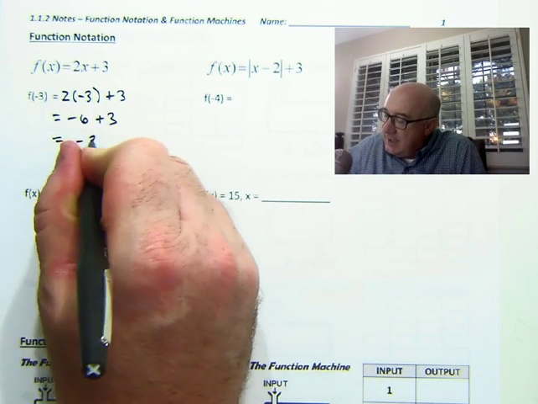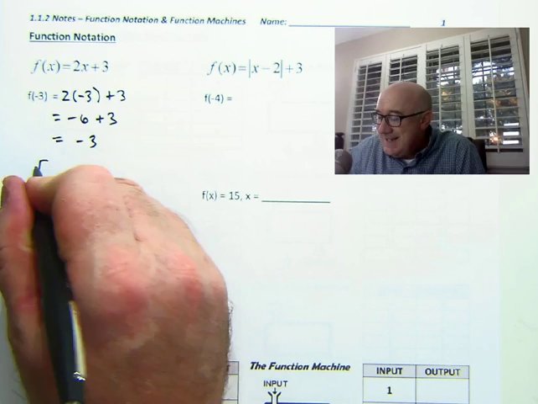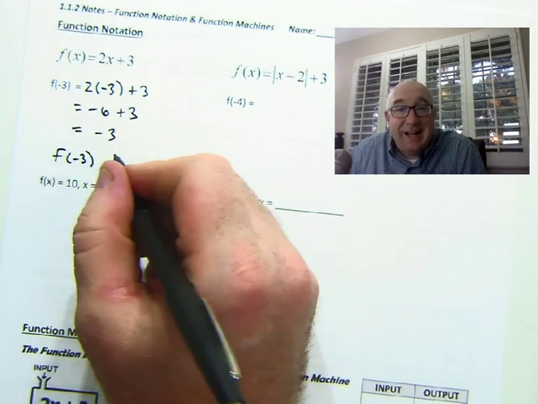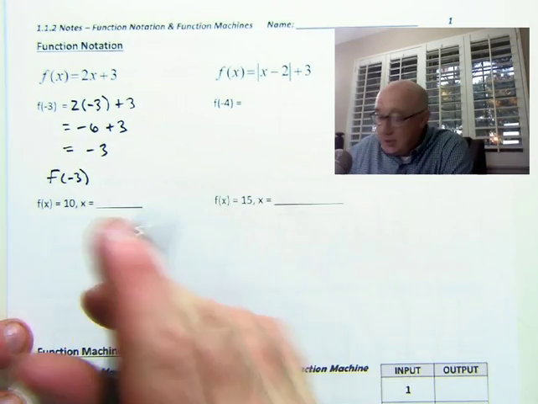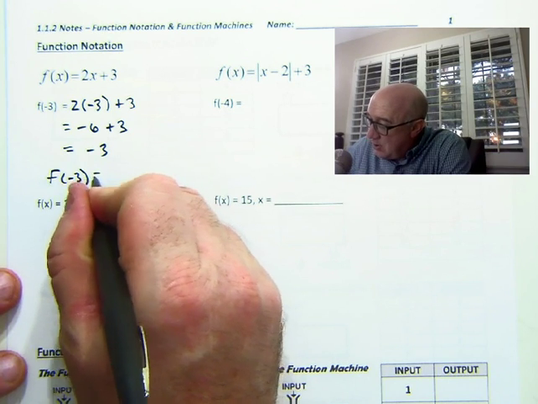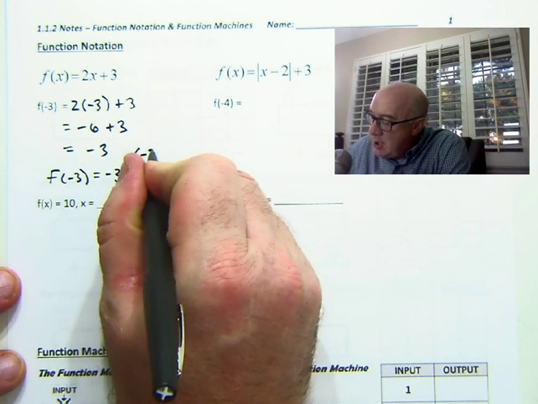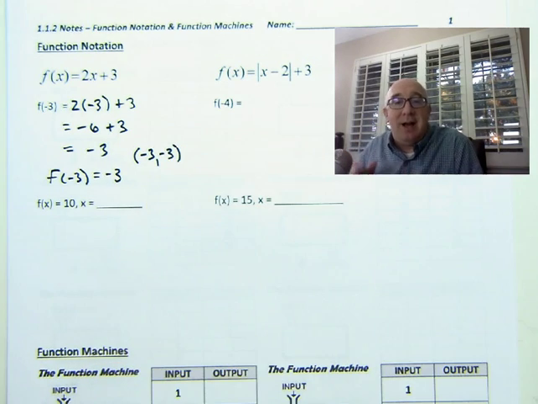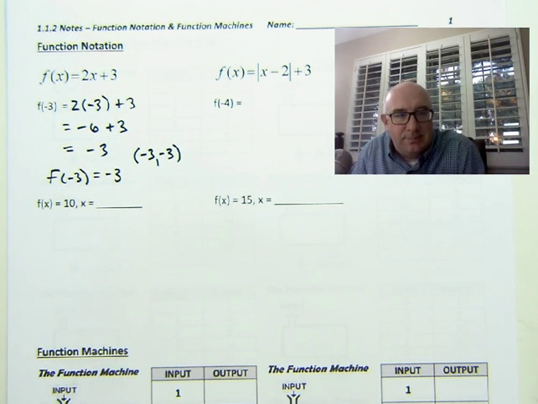And then we get negative 3. So what that means is the function at negative 3 actually comes out to be also negative 3. So the x value is negative 3, and the y value is also negative 3.